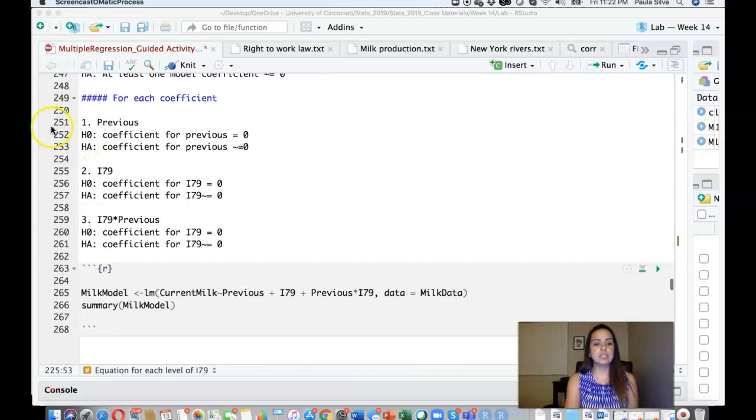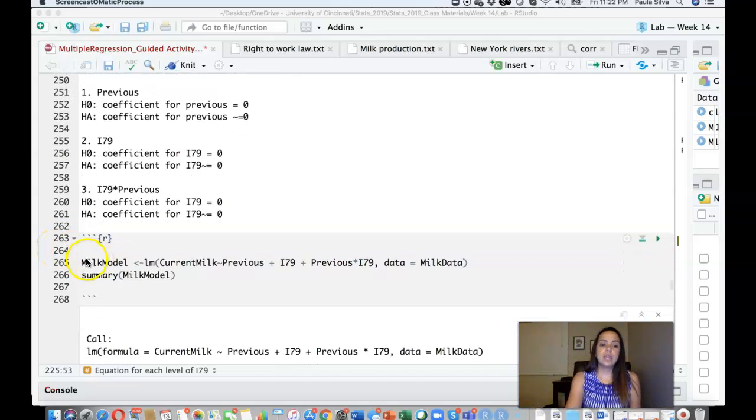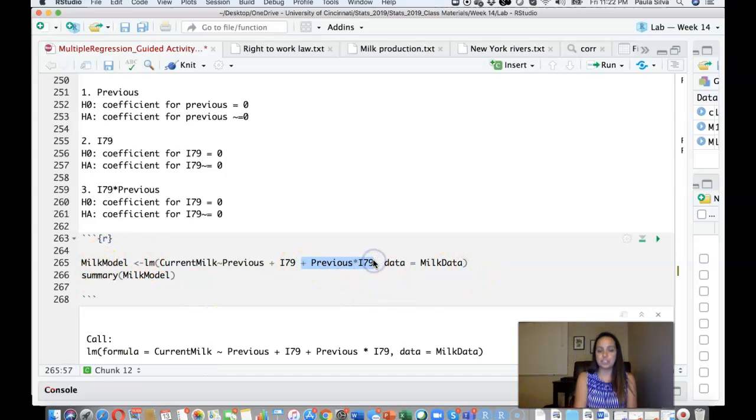For each coefficient, these two hypotheses you've seen before, I'm adding a hypothesis for the interaction. The null is that the coefficient will be 0, not reliable, and the alternative is that it will be different from 0. So here we have the same exact syntax, we're just adding an interaction term, which is kind of a product between the variable previous and the variable I79. That's how it shows up in the model. And I'll help you see how this shows up as a multiplication also in the equation.